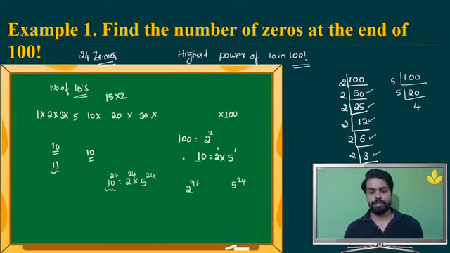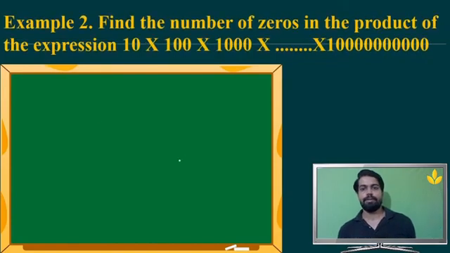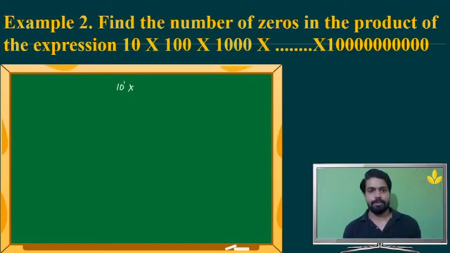Hope you understood this. Let us go to the next question. Find the number of zeros in the product of this expression. Here 10 power 1 is there, here 10 power 2, 10 power 3, till what number? The last number has how many tens?